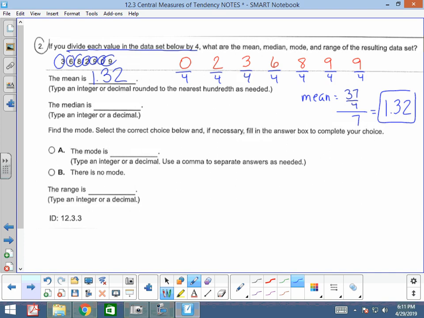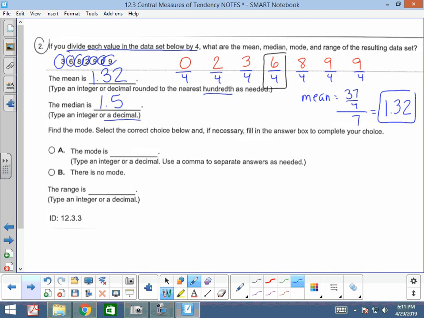All right, the median is the number in the middle. Since there's 7 numbers, there's only one number in the middle, and that would be 6 over 4. So 6 divided by 4, again, make sure that you pay attention to how they want you to write your answers. They are saying decimal answers. So 6 divided by 4 would be 1.5.